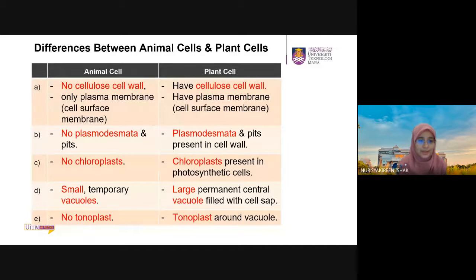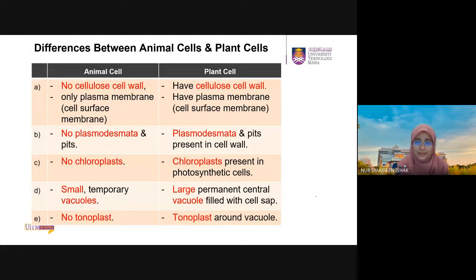For animal cell, okay, so they have small temporary vesicles. So usually we call them vesicle, okay, transport vesicle, ataupun secretory vesicle. So that's why they are temporary. Fungsi dia adalah untuk transport, for example, protein from one region to another region within the cell. Or one of the vesicles can be lysosome. Okay, lysosome tu pun adalah small vesicle that contains hydrolytic enzyme.